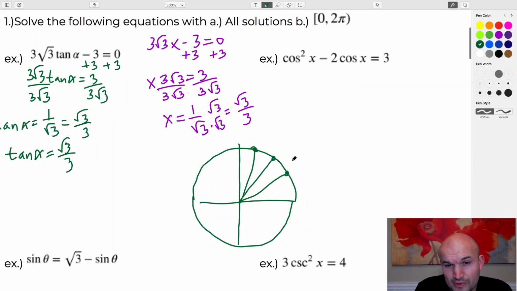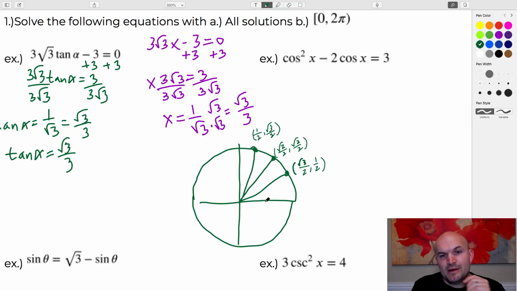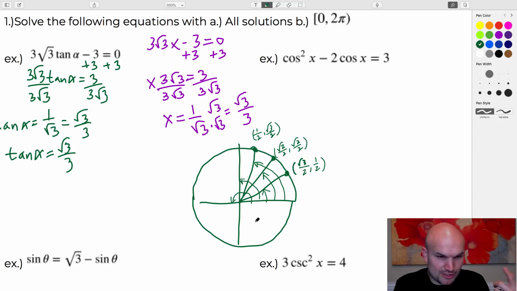All right, so this coordinate point is going to be square root of 3 over 2, comma, 1/2. This coordinate point is square root of 2 over 2, comma, square root of 2 over 2. And this coordinate point is 1/2, comma, square root of 3 over 2. Now, I'm not going to write in the angles, but you should remember this one is pi over 6. Here is pi over 4. Here is pi over 3. And then that's pi halves, right? And halfway around the circle is pi. All the way around the circle would be 2 pi.